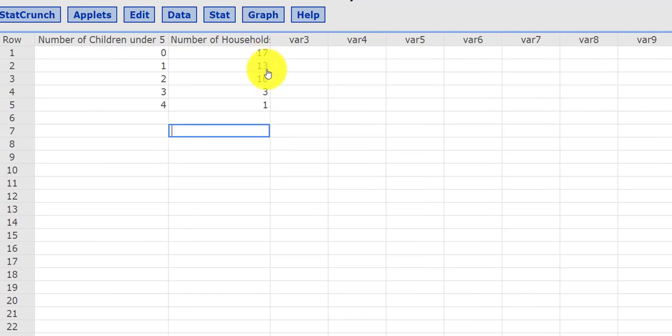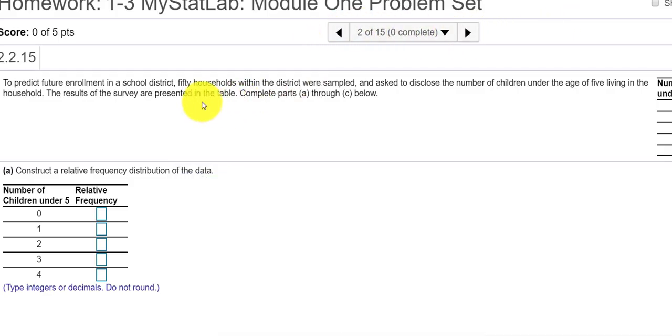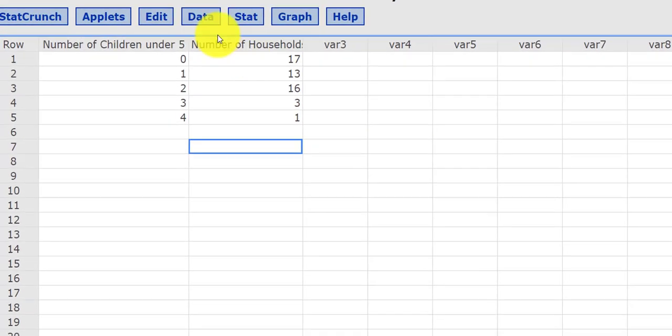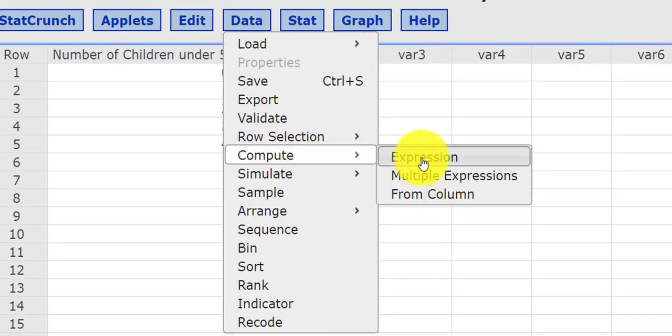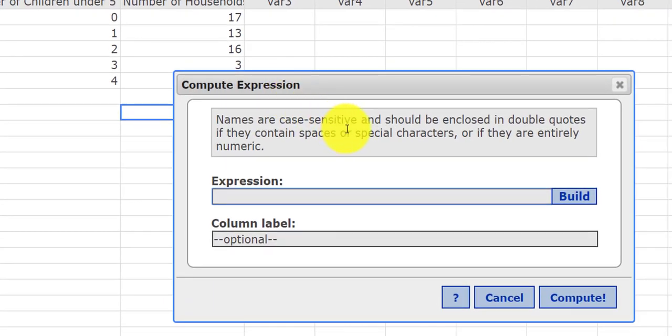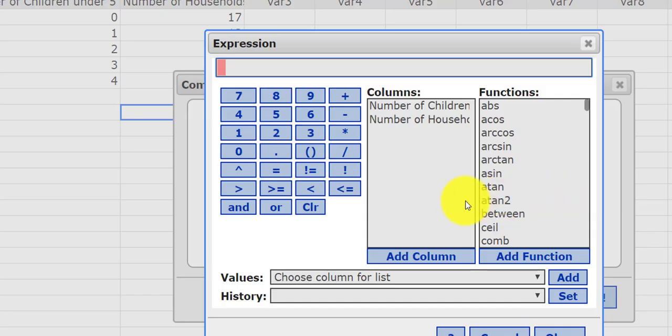If you sum these numbers, this second column, it should total 50, because it says we, I guess, poll or go door to door and get data from 50 households. But if you want to see me sum that data quickly in StatCrunch, we can do it by pressing Data. We're going to do a computation, expression. I want to calculate the sum.